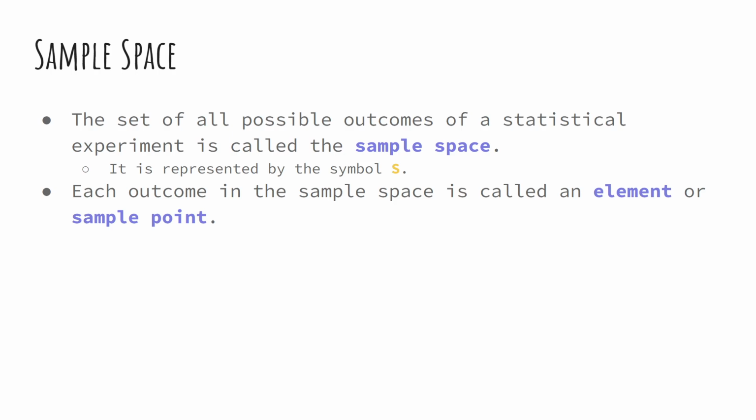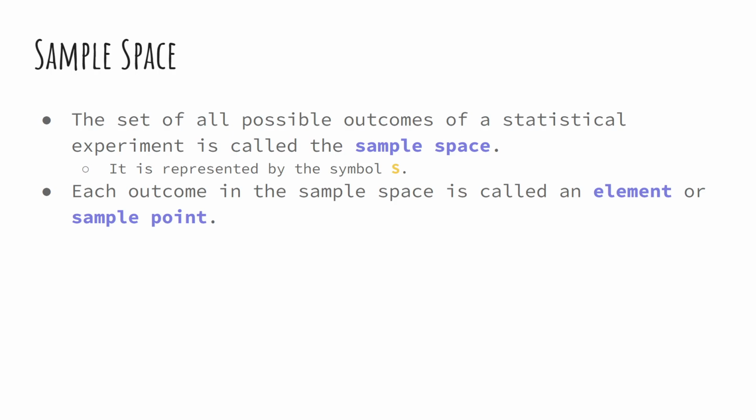Okay, so let us see some examples on this sample space. Let, for example, you toss a coin. What are the possible outcomes? Heads or tails you can get, right? So the sample space is only head or tail.